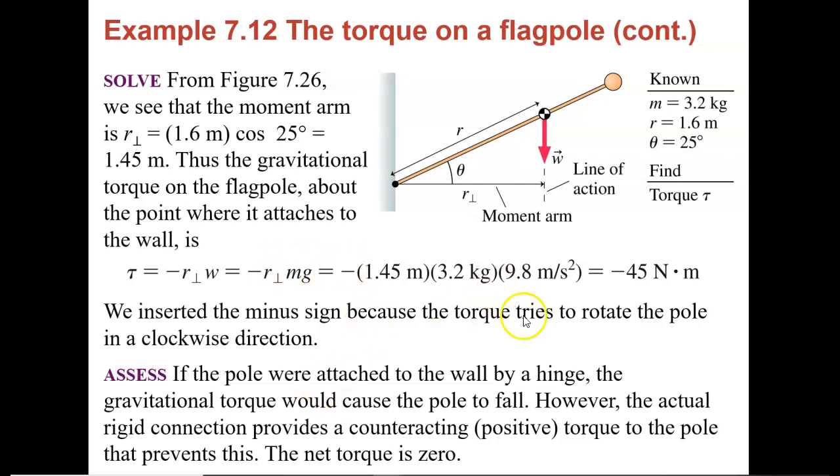So 1.45 times 3.2, which is your mass, times acceleration due to gravity, is negative 45 newtons. Negative 45 newtons because it's rotating it in the opposite direction that this angle is applied. Okay.